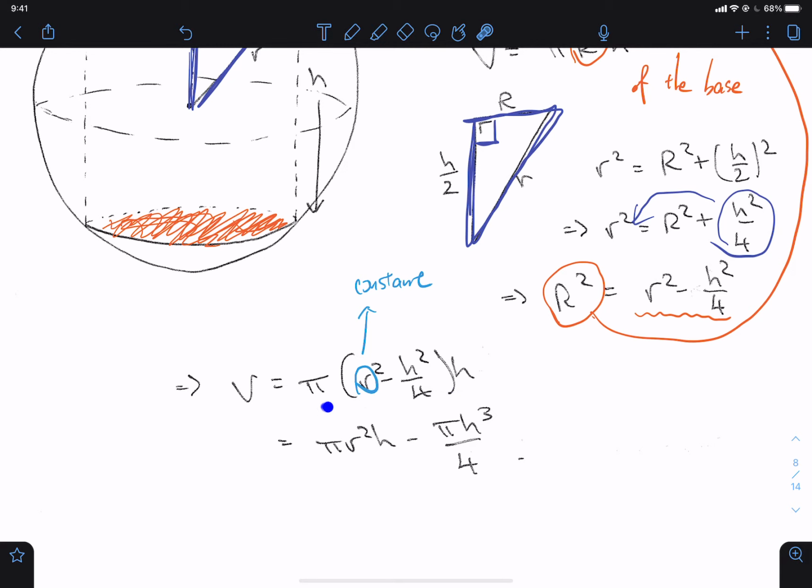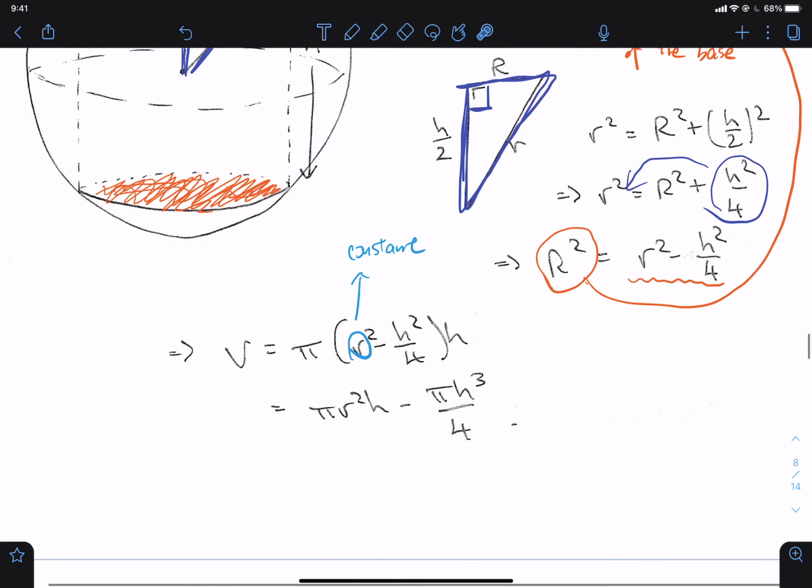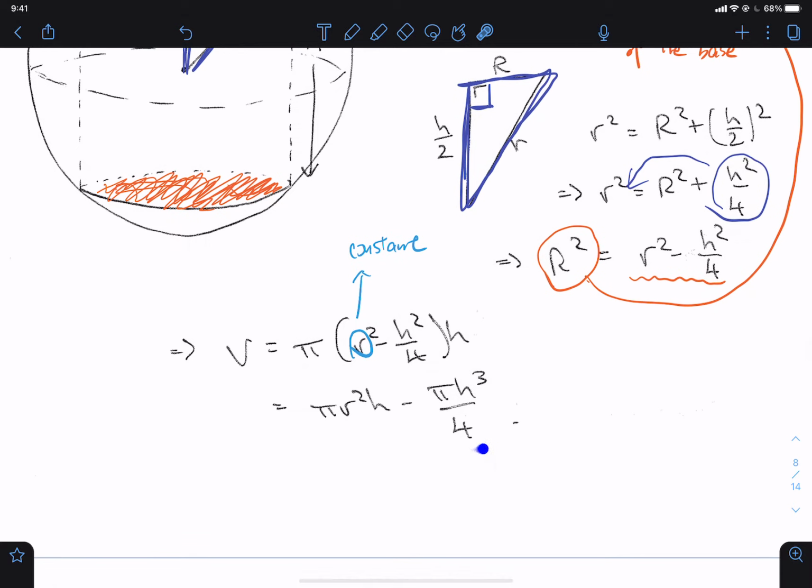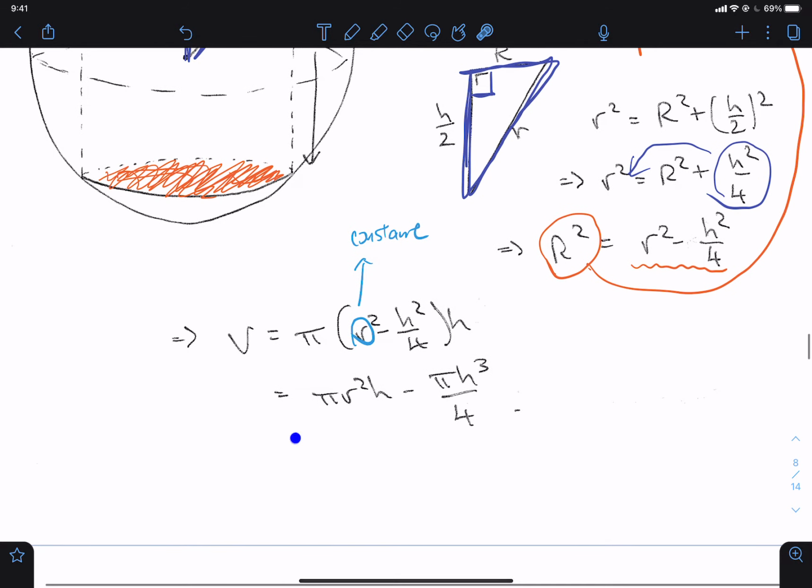Okay, we will just treat it like 1, 2, 3, 4, like numbers. And now we're gonna open the bracket, simplify this expression. We have pi r squared h minus pi over 4 h to the 3. Okay, this is gonna be our function, the volume function.